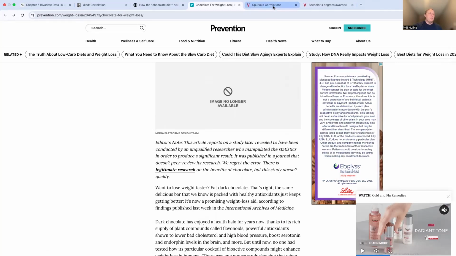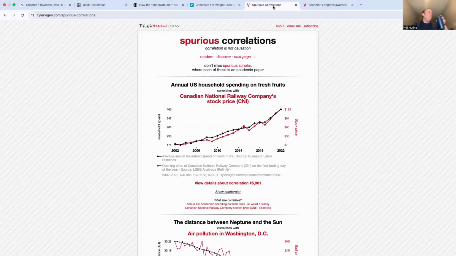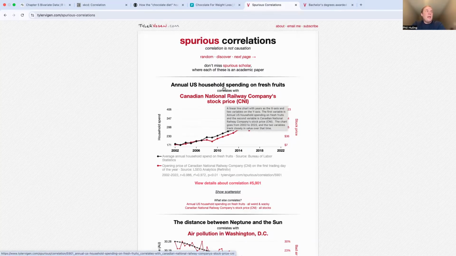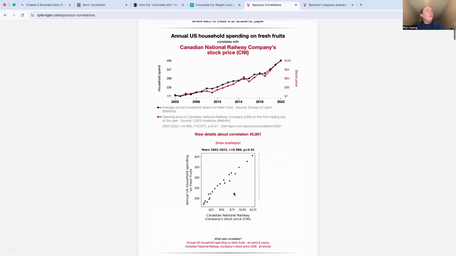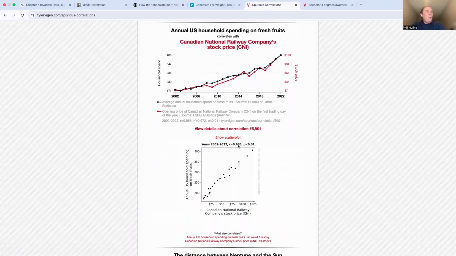Another website that offers some interesting things is one by Tyler Vegan. This looks at other spurious correlations, and this is right there at the top of the page. Correlation is not causation. So here we see the relation between the variables annual U.S. household spending on fresh fruits and how it correlates with Canadian National Railway Company's stock price. Now, this is shown a different way than we're often seeing. If I want to look at the scatter plot, I can click here. This gives me an R value of 0.986 and R squared of 97.2%, which is a pretty good coefficient of determination.